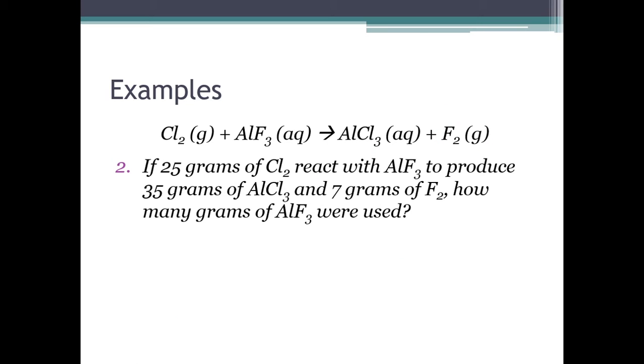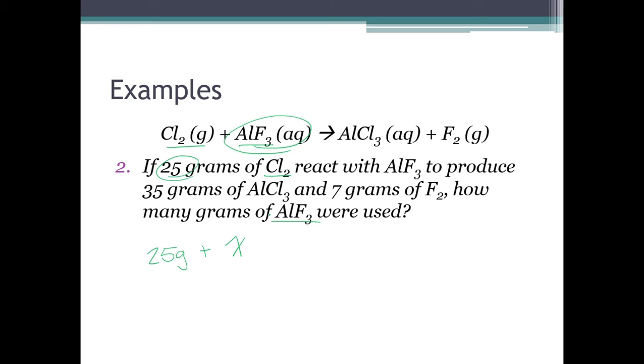Our second one here, we have 25 grams of chlorine reacting with aluminum fluoride to produce 35 grams of aluminum chloride and 7 grams of fluorine gas. We're going to do the same thing. Just plug in what we know, solve for what we don't. We know that Cl2 is 25 grams. So we'll plug in 25 grams plus AlF3. That's what we're looking for. So we can write AlF3. I'm going to write an X to show that's what we're solving for. We don't know what this is, so we're going to plug in everything else.